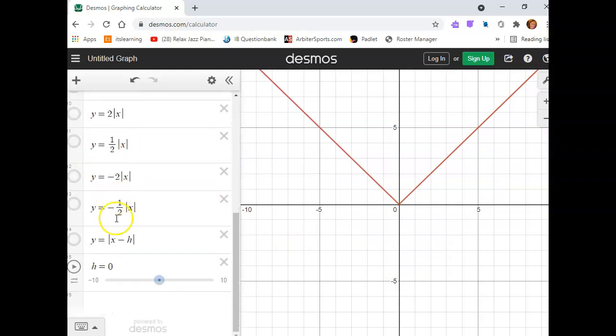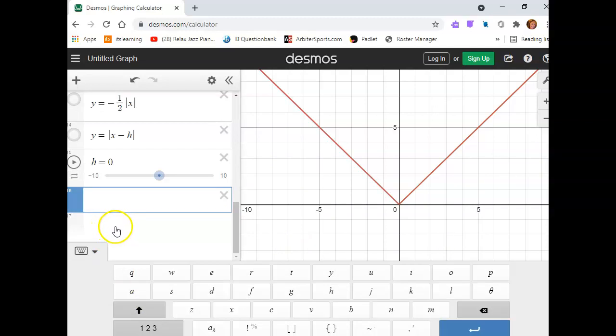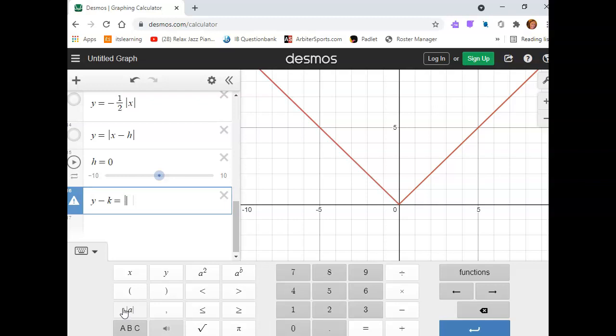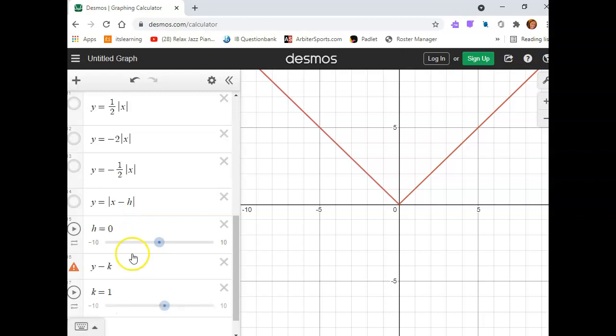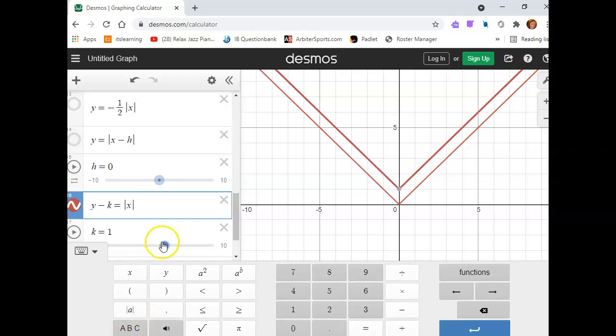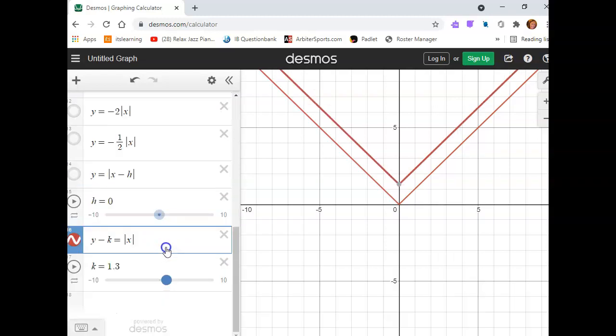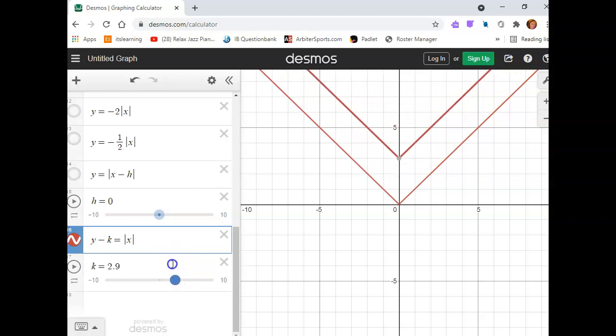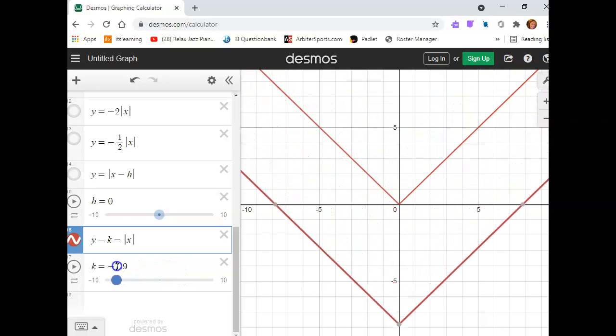And again, I can go in and put an equation that has that in as a k value. So y minus k equals the absolute value of x. Did I forget I need to add the slider? And if we change that k value, we can see when k is positive, it slides the graph up however many units, and when k is negative, it slides the graph down.